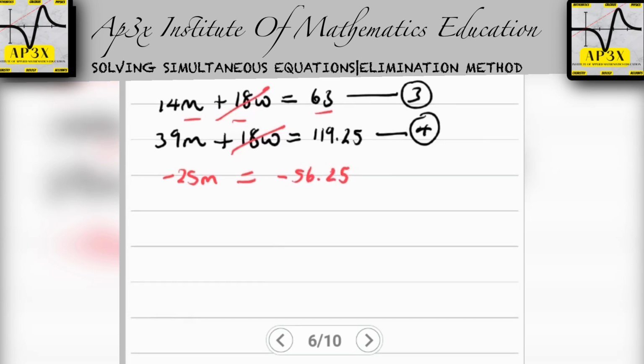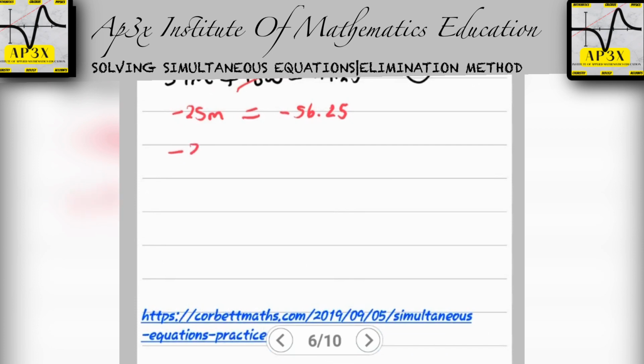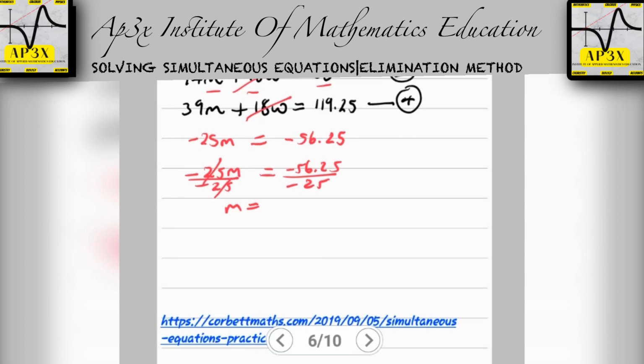So if I divide both sides by negative 25 to split the product, you're going to find here that negative 25m divided by negative 25 is equal to negative 56.25 divided by negative 25. Remember, this is money, so it's always going to be a positive value. We're going to end up with m being equal to $2.25. And since m is equal to $2.25, that means that a pack of milk costs $2.25.